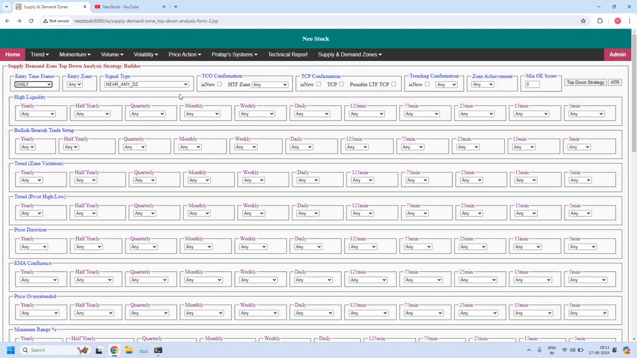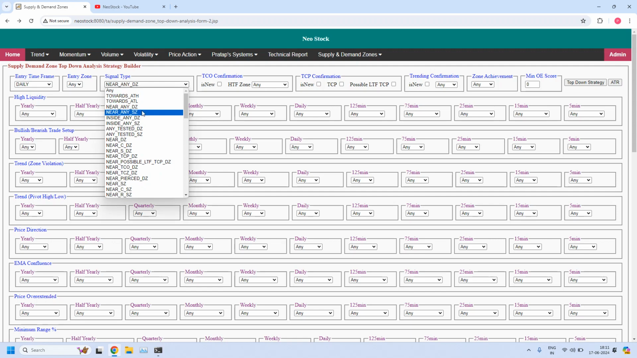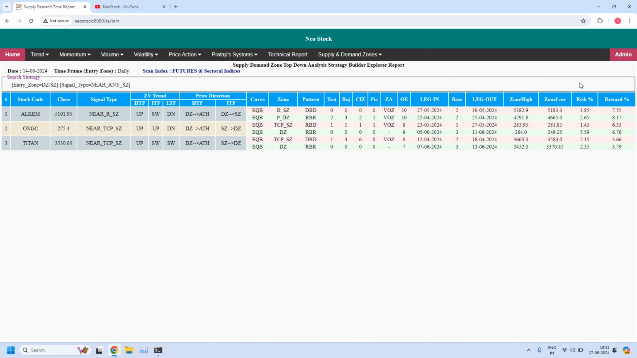For daily time frame, let us find the stocks near daily supply zone. And we have 3 high liquidity zones identified. Alchem is a high liquidity supply zone. ONGC is a high liquidity supply zone, but it is pierced, so we cannot use ONGC. Next one is Titan. This is a high liquidity supply zone.